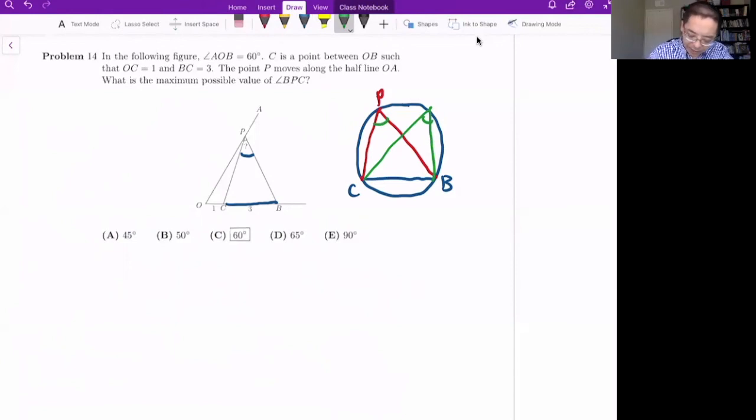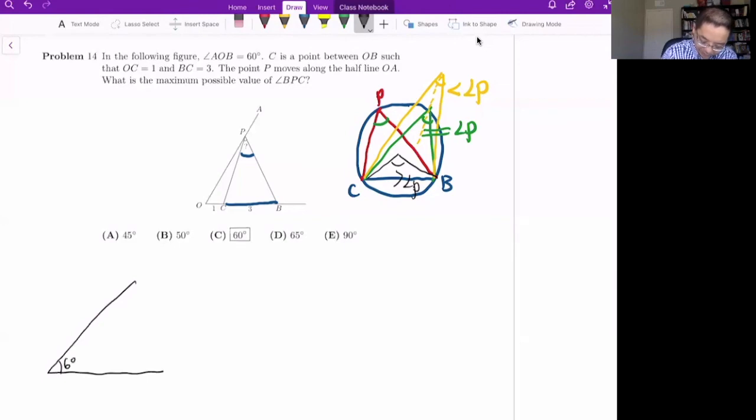Now, if I have an angle outside like that, then obviously this angle is less than angle P. This one equals angle P. And if I have an angle that is inside, this one will be bigger than angle P. So have this picture in your mind. When I want the angle to attain the maximum, then what you should have... this is 60. Okay, so here is 1, here's 3.